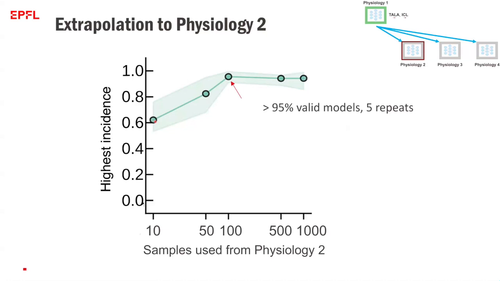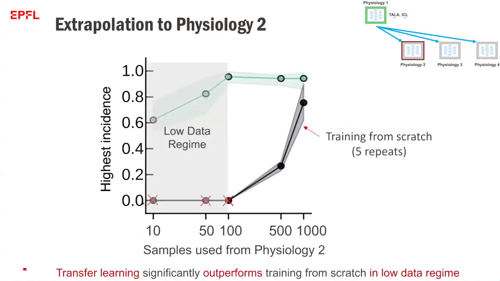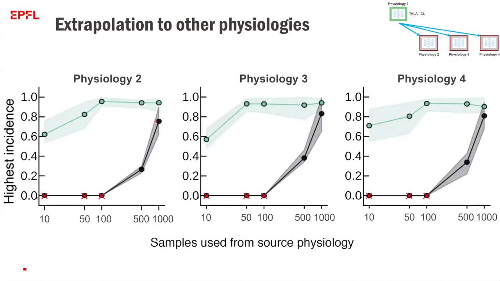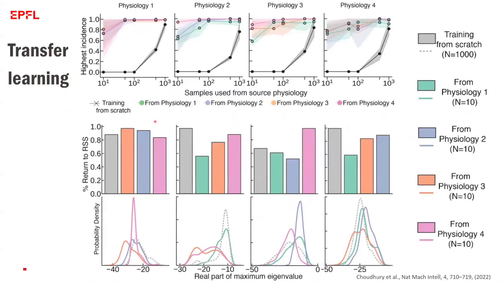And then we did this from physiology 1 to physiology 2, 3, and 4, and all combinations. And in all cases, it allows you with just 10 models to create the models for all other physiologies. We also tested the support of the distribution of our parameters, the responses, and whether the models are robust, and it turned out it really worked well.